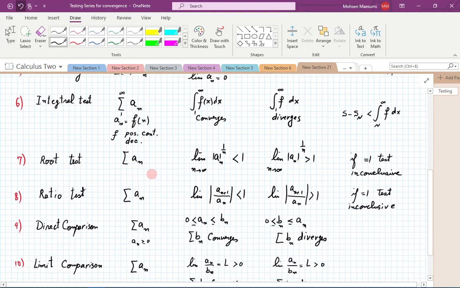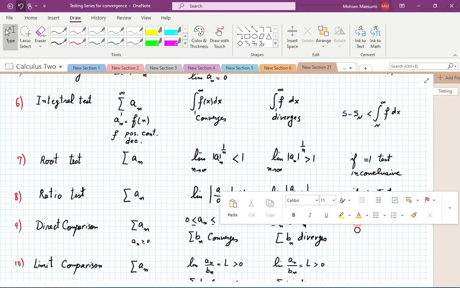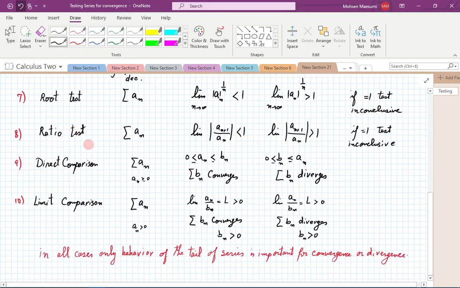We had the root test. The root test said that if we take the nth root of the nth term, and the limit of that is less than 1, the series converges. If it is larger than 1, then the series diverges. And if it turns out to be exactly 1, well, we essentially have wasted time, and the test does not say anything. We say the test was inconclusive. The next one was the ratio test. In the ratio test, we took the ratio of the next term to the previous one and took the limit. If that stayed below 1, the series converges. If it's more than 1, the series is going to diverge.